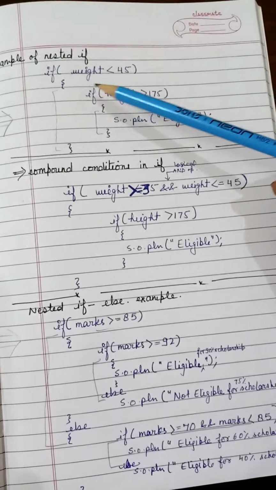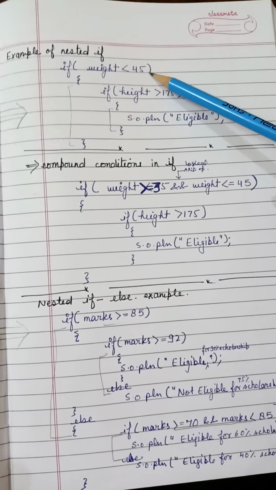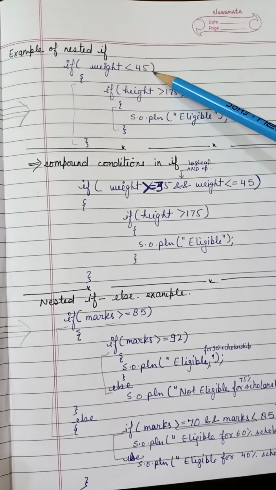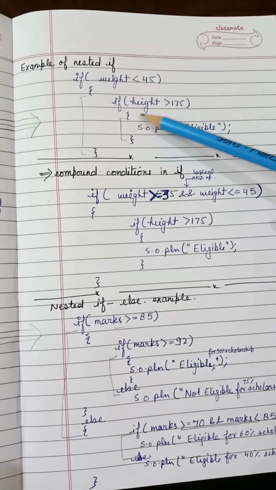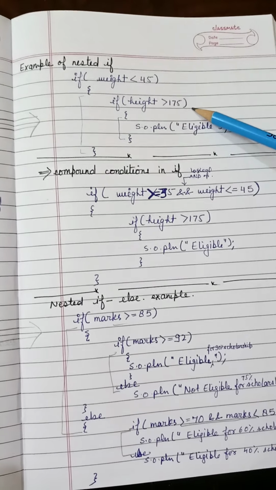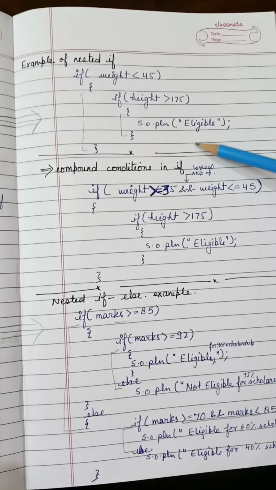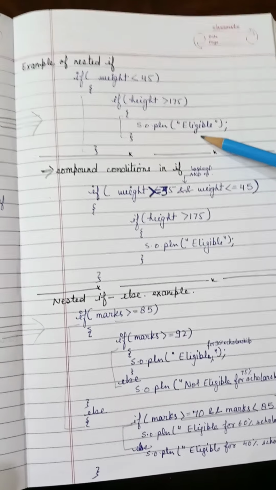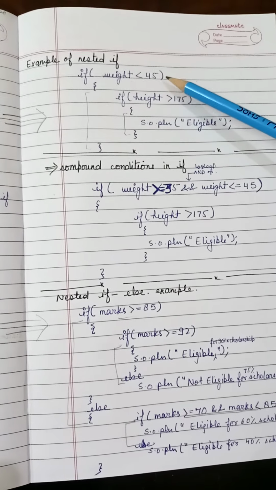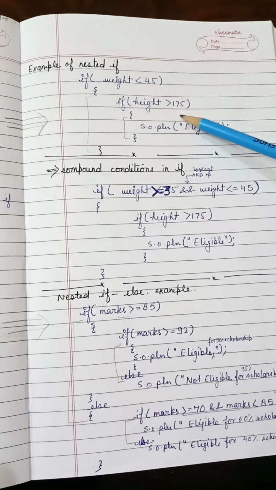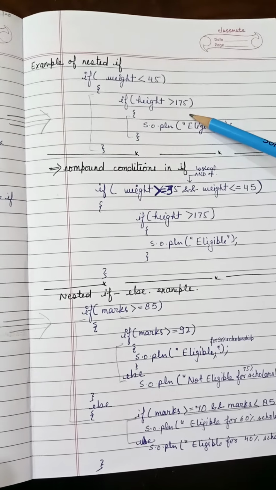Now the example of nested if. If weight is less than 45, then again within it there is an if condition: if height is greater than 175 centimeters, then print eligible. So when will the candidate be eligible? When the weight is less than 45 and the height is above 175.